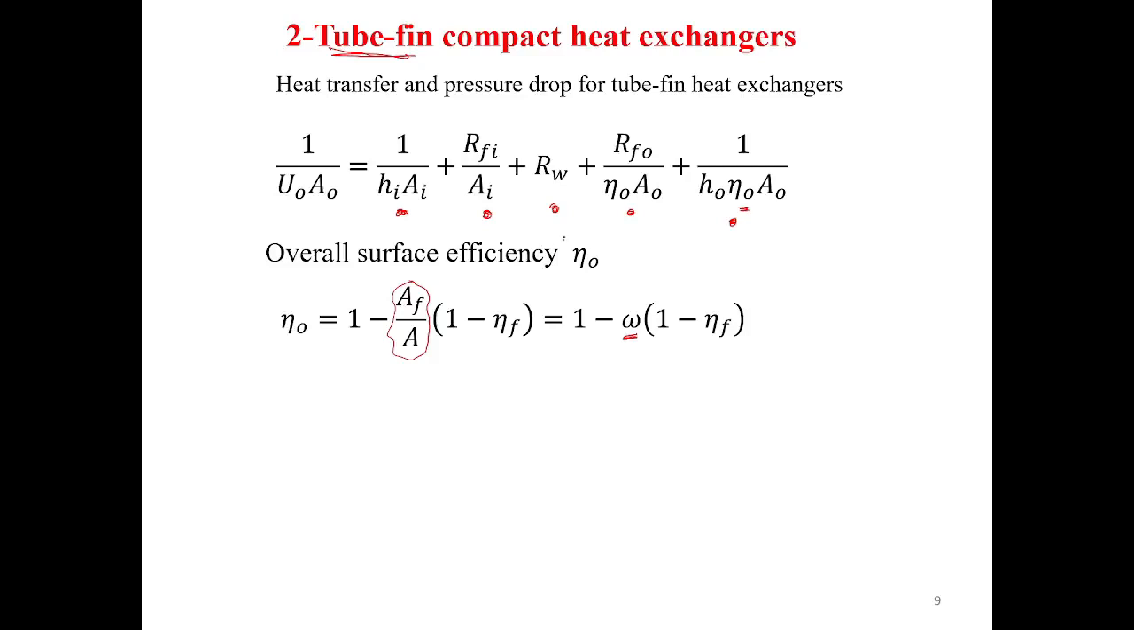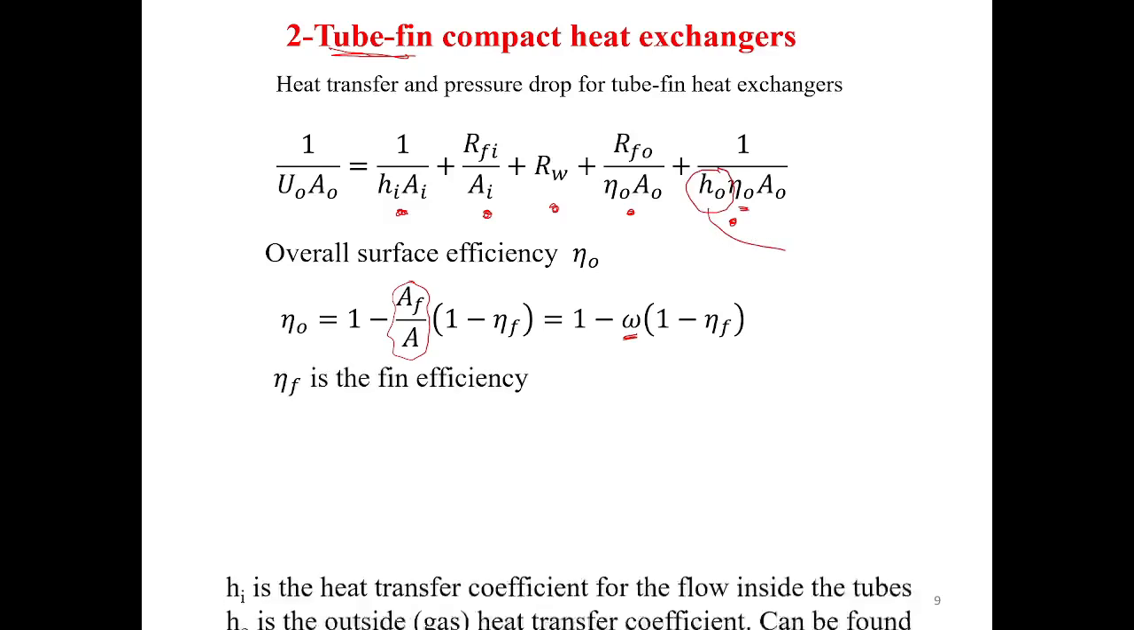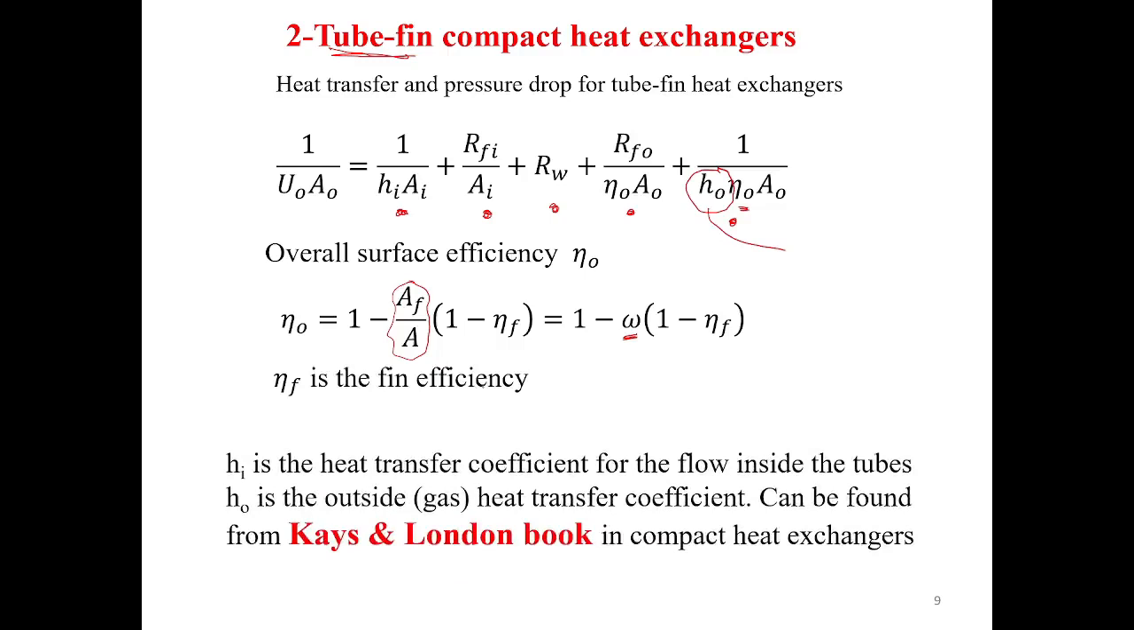So in order to calculate the U value for the design of a compact heat exchanger, or even the performance of a compact heat exchanger, you need to calculate all these parameters. The main thing, in addition to what we have said before, is what we call the heat transfer coefficient for the outside, for the gas side. Of course, as we said before, eta_f is the fin efficiency.